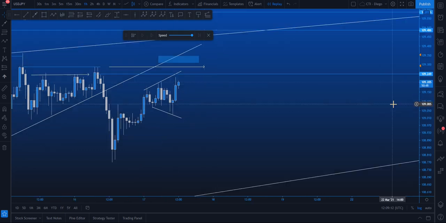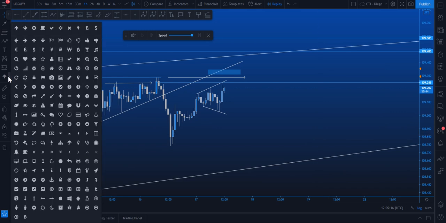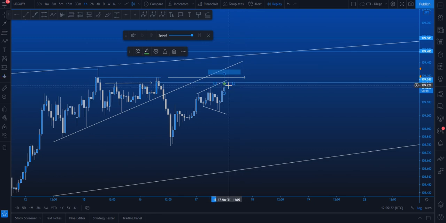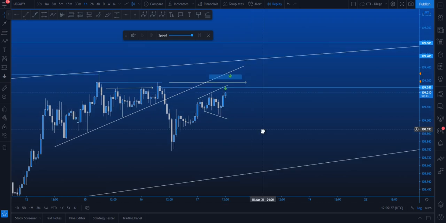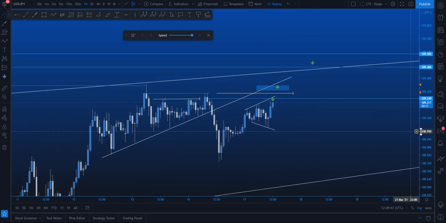So this is plan A. As you can see, plan A would be approximately somewhere here. Then we've got plan B, which is what I'm more interested in. And further, we also have a plan C just above here. Whichever comes first, I'll be looking to get involved. However, I would rather set a limit order at plan B and not plan A. The reason being is because plan A is usually more risky.